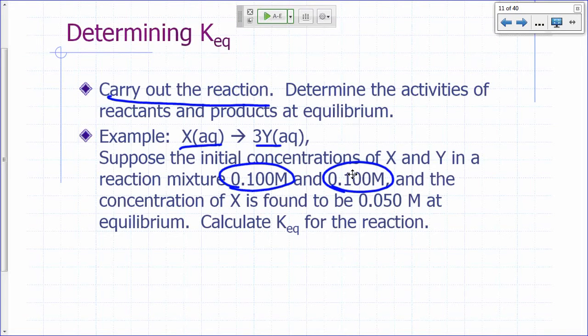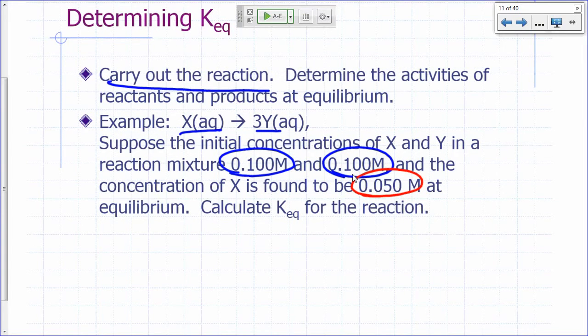How do you know it's reached equilibrium? When the concentrations of the reactants and products are no longer changing, right? So you find a way to monitor the concentration of X or the concentration of Y. So let's say the reaction has reached equilibrium, and by the time it's reached equilibrium, the concentration of X is only 0.05. What's the KEQ for this reaction?